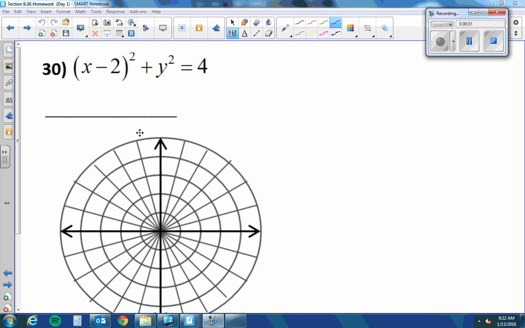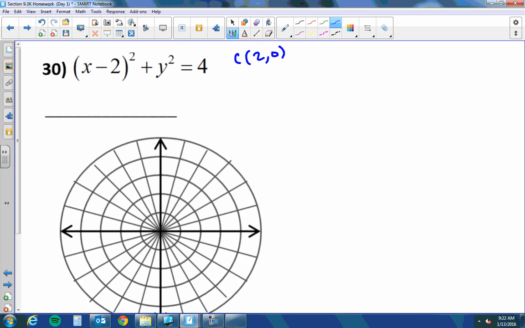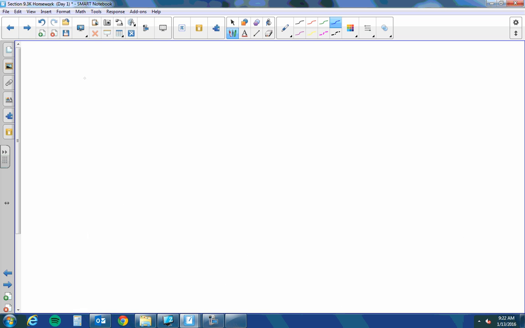First of all, let me say again, you should be able to look at this and know that the center of the circle is at (2, 0), because you do the opposite of what you see there. And actually, I'll show you this. From Algebra 2, you should know that the standard graphing form for a circle looks like this: (x - 8)² + (y - 2)² = r².